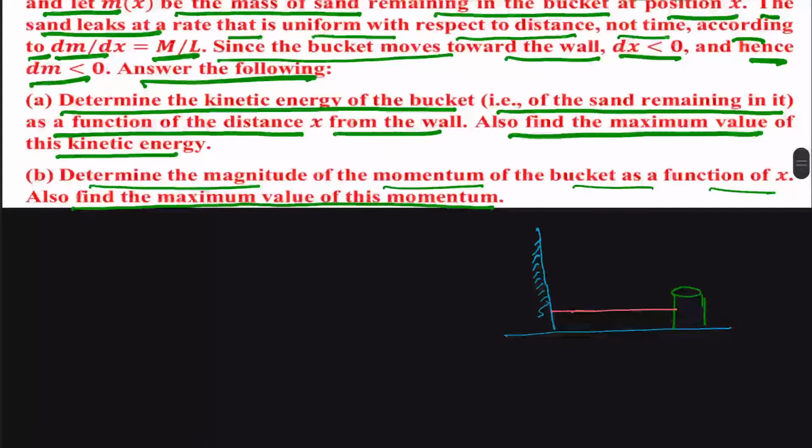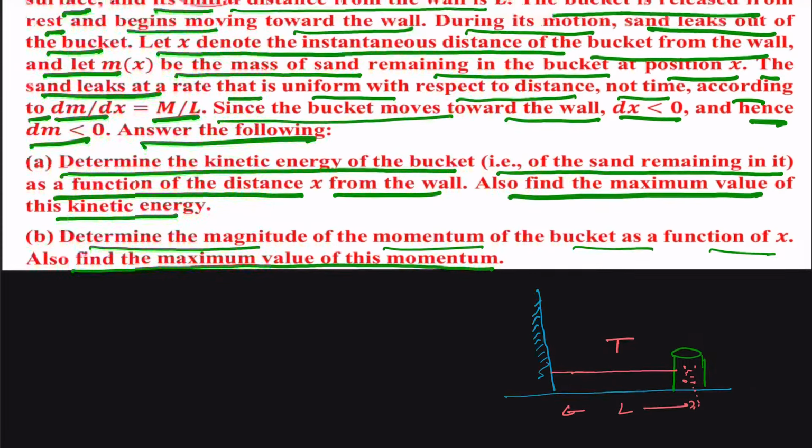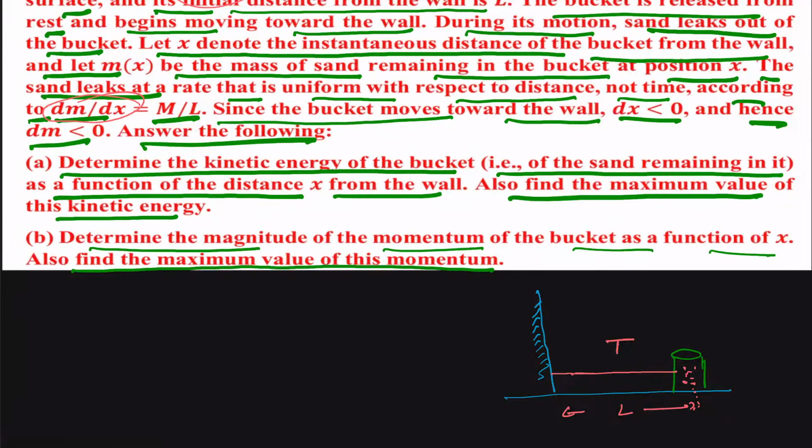Okay. So we can just say that it is a fixed string whose tension is given as T, and this is at a distance of L for the start, and this bucket as a whole carries sand. As it starts moving, the sand starts to fall down, and the rate of this falling of the sand is dependent upon x. So dm by dx is equal to m upon L. We have to remember this particularly.